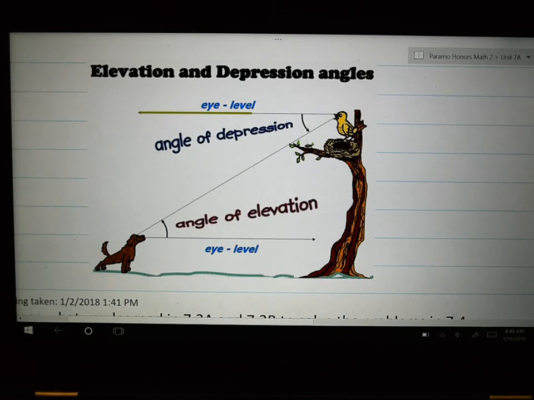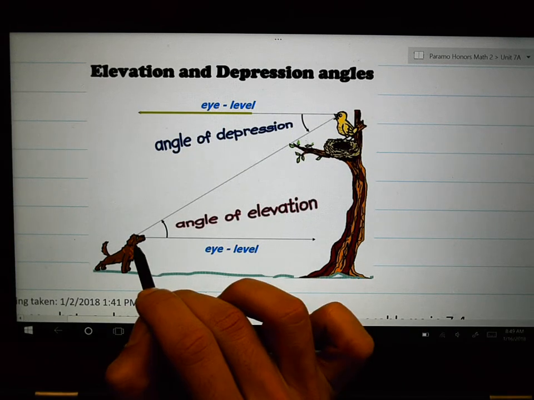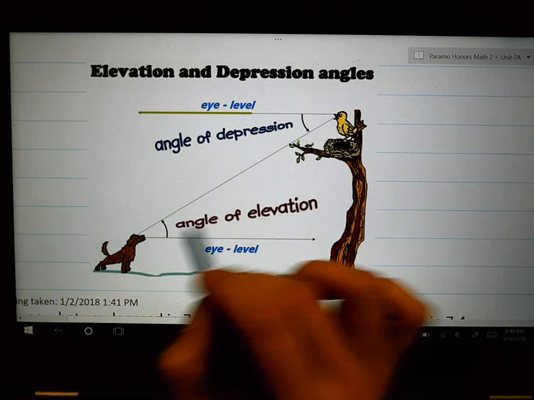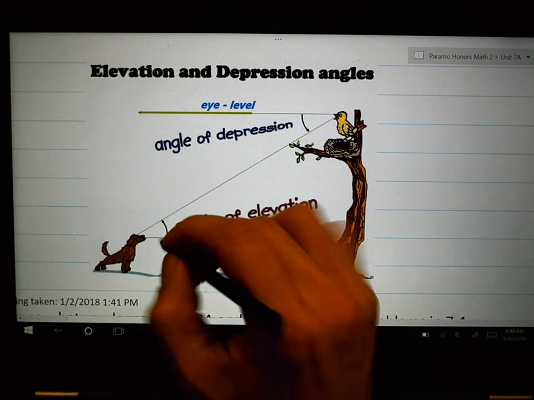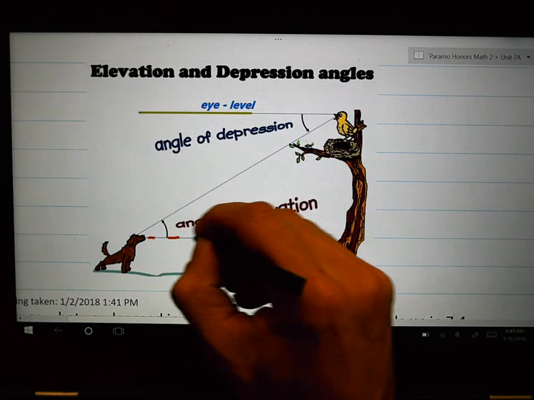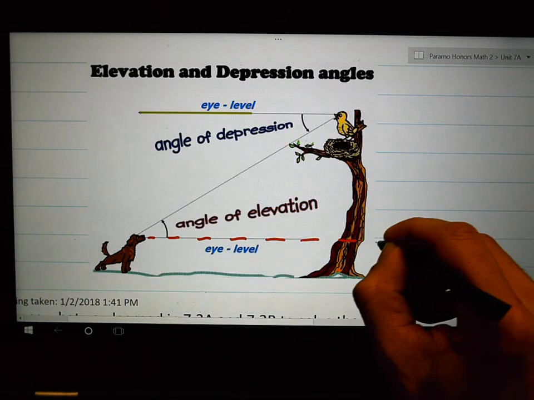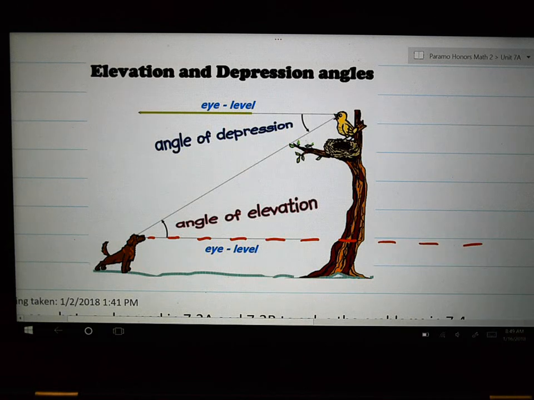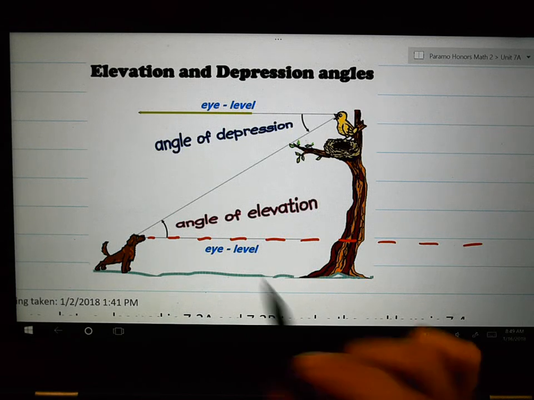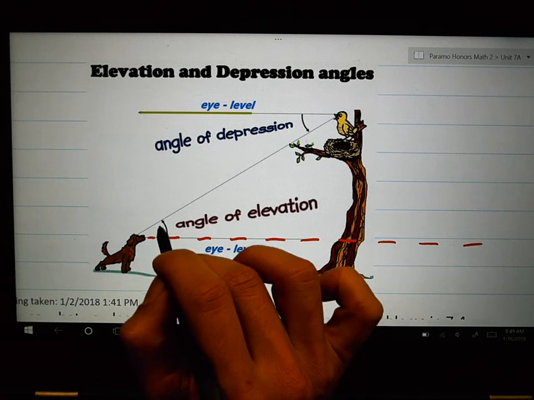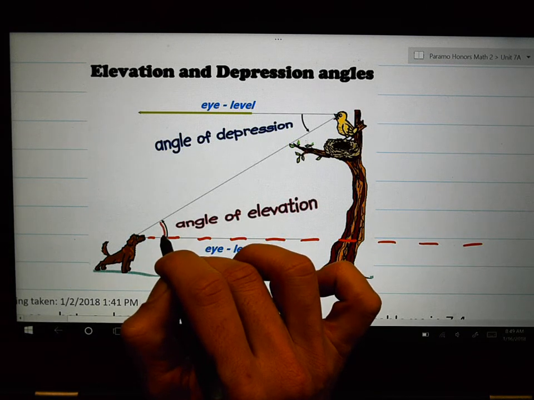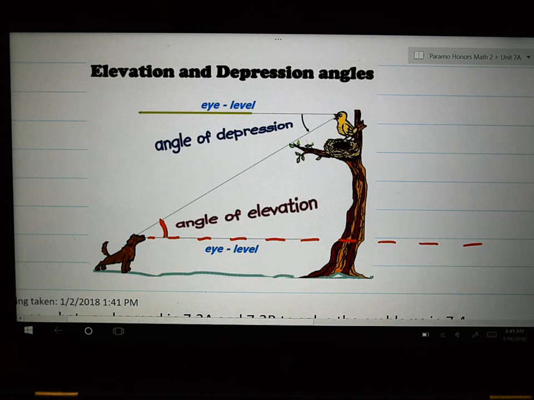The angle of elevation of the dog to the bird is measured from horizontal. So I'm going to put a little dotted line like this. That dotted line, that's level. That's from horizontal. Angle of elevation is measured from horizontal up. So where we put the angle, it has to be right here. This is the angle of elevation.